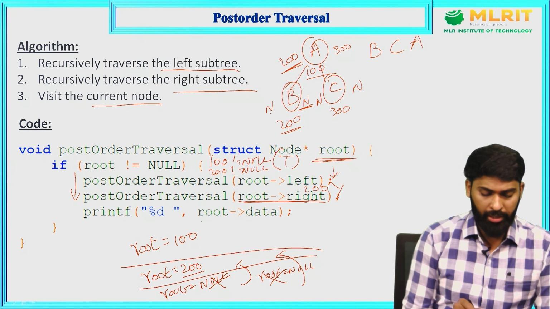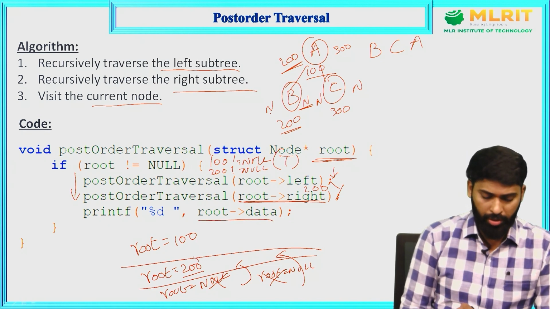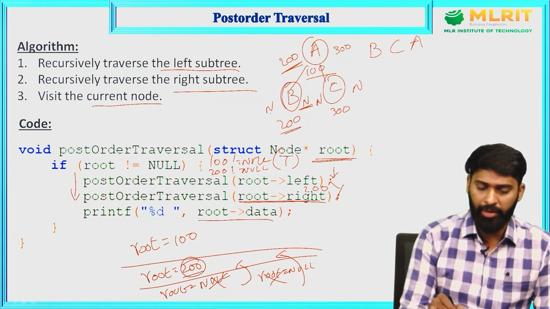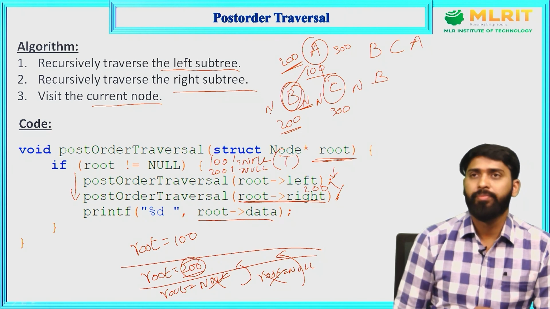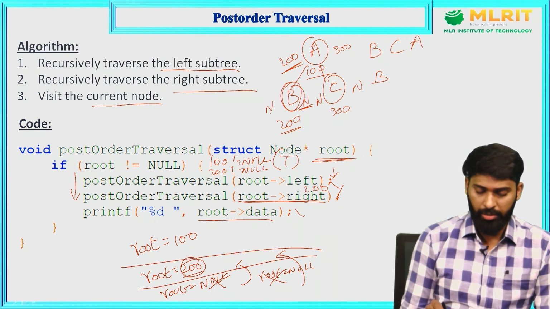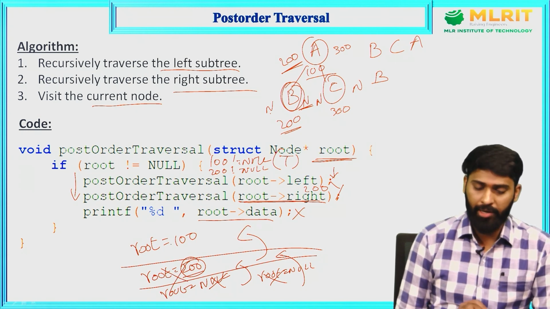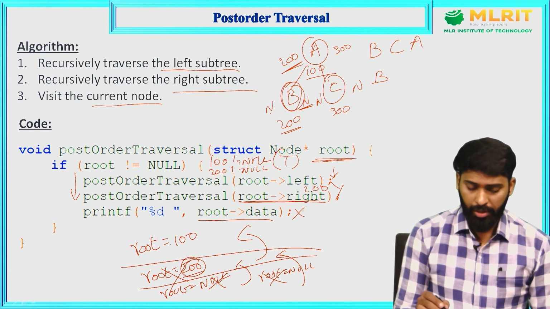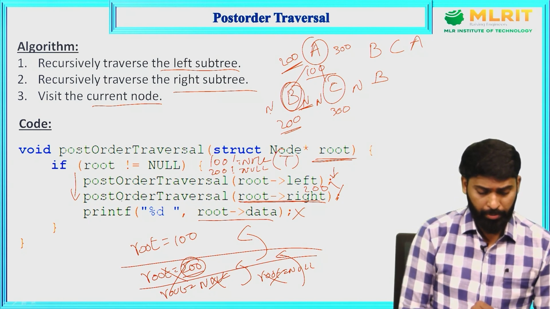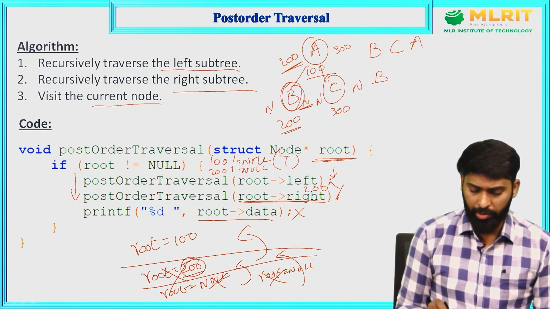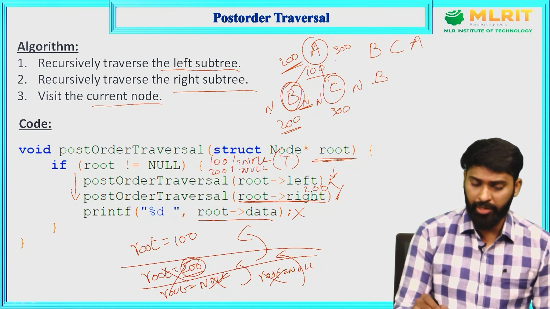So, print root arrow data. What is the root now? 200. So, 200 arrow data B. Now, this instruction is also over. Then we move to previous function call. This is also over. Now, what is the root? 100. Now, the next one. Post order traversal, root arrow right. So, 100 arrow right is 300.